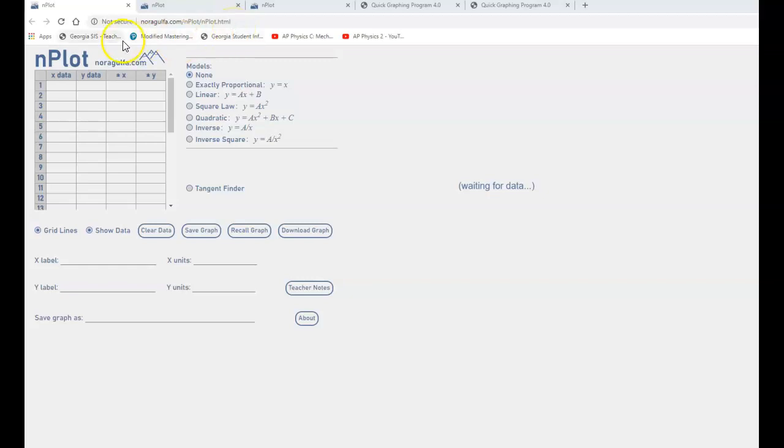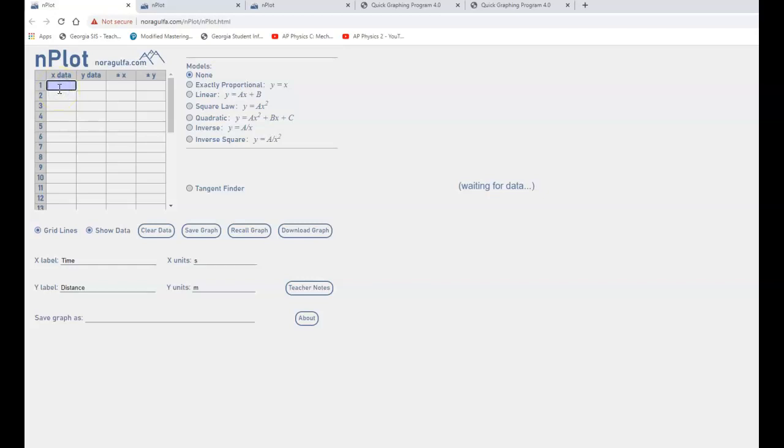When we graph, we have X on the horizontal axis, Y on the vertical axis, and this program allows us to put in labels. The data I'm going to put in are, it's a distance versus time graph. Distance versus time means distance on the y-axis, and the units for that will be meters, and time on the x-axis, seconds.